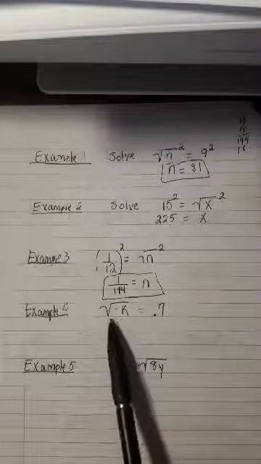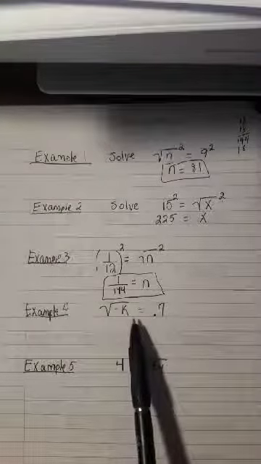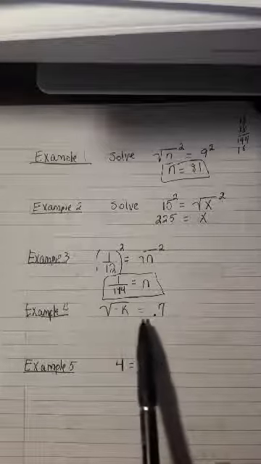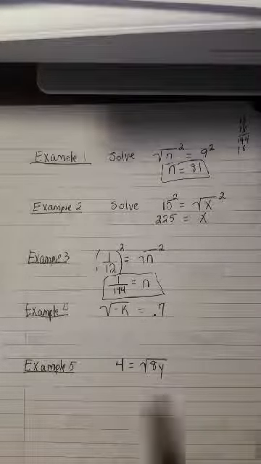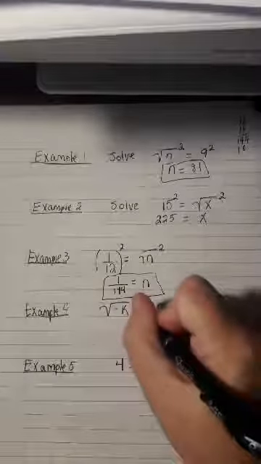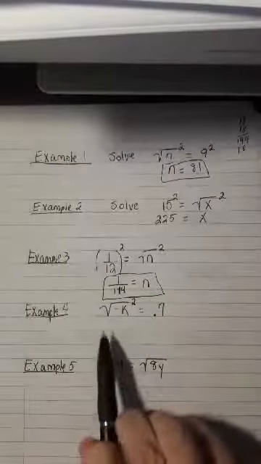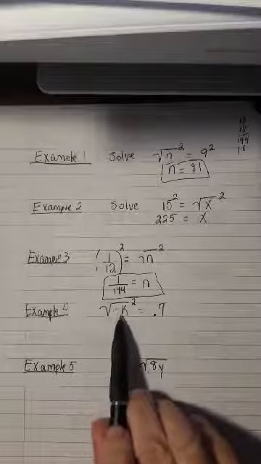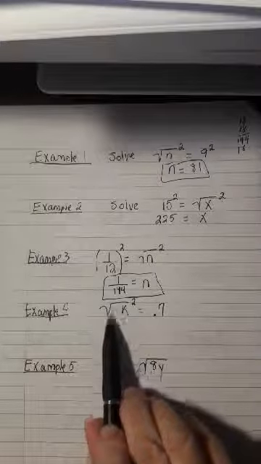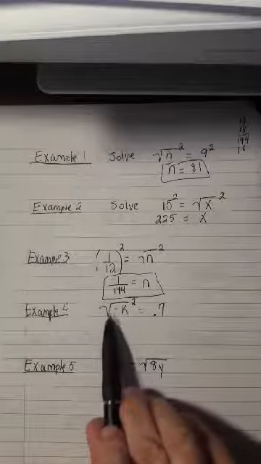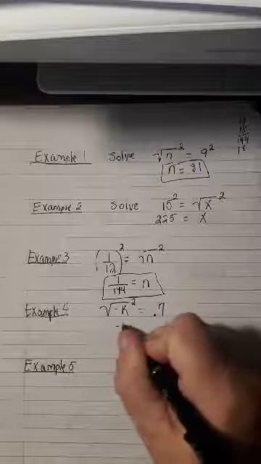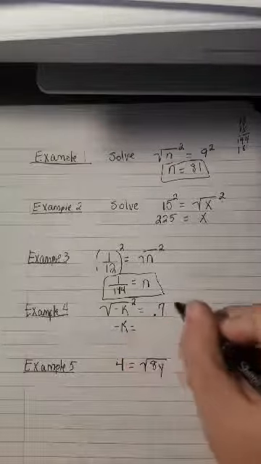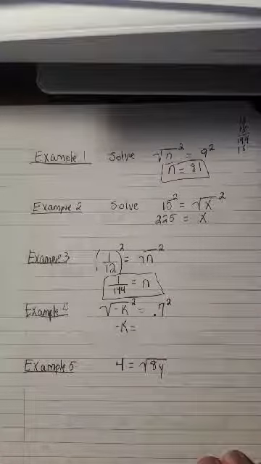Okay, so here we have the square root of negative k equals 0.7. So I'm going to square both sides. Remember, when you square this left side, no matter if there's a negative or whatever's in there, you're going to be left with whatever that is in there. So when you square the square root symbol, it just makes it go away, and you're left with negative k. And then you've got to square 0.7.